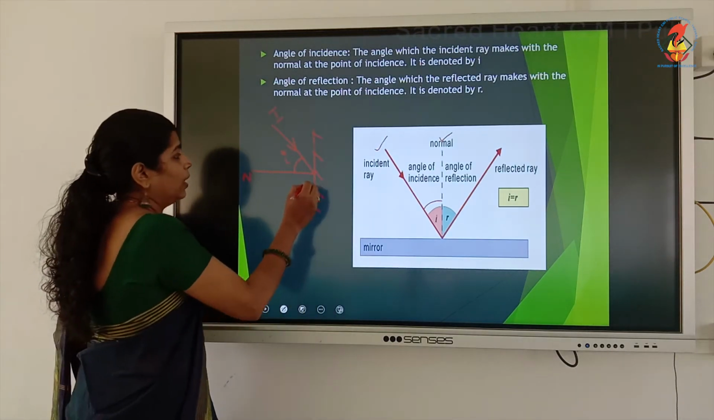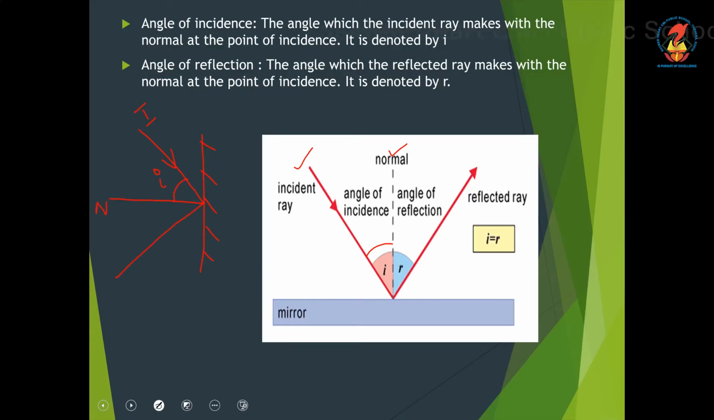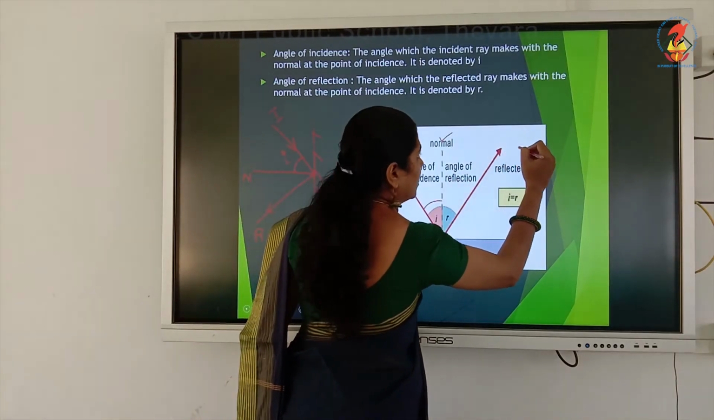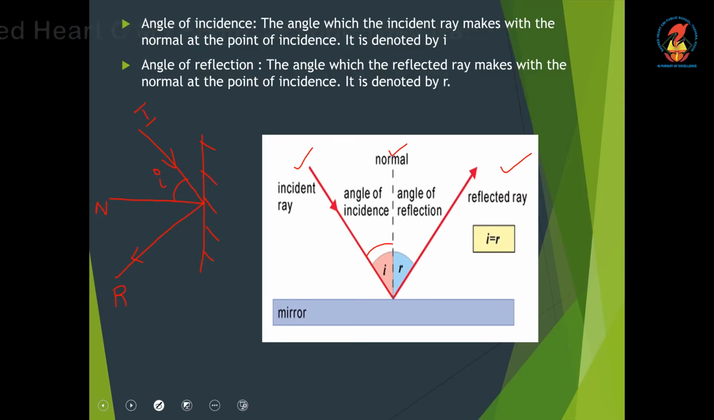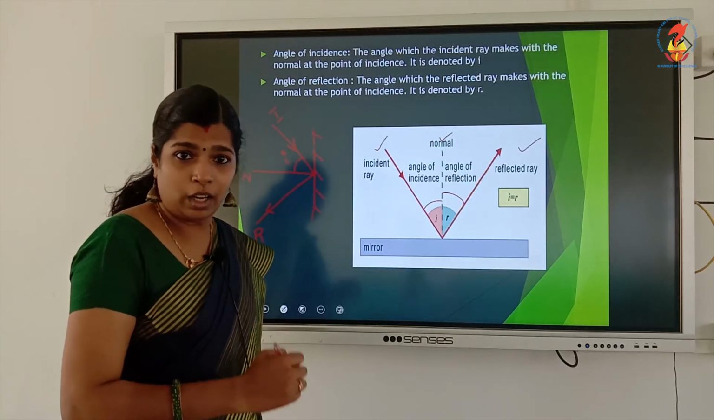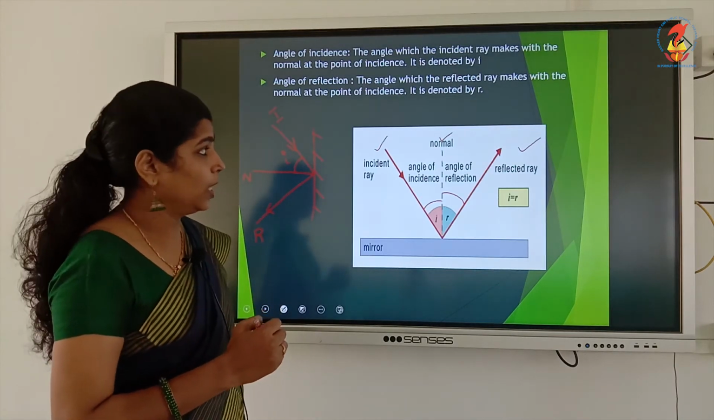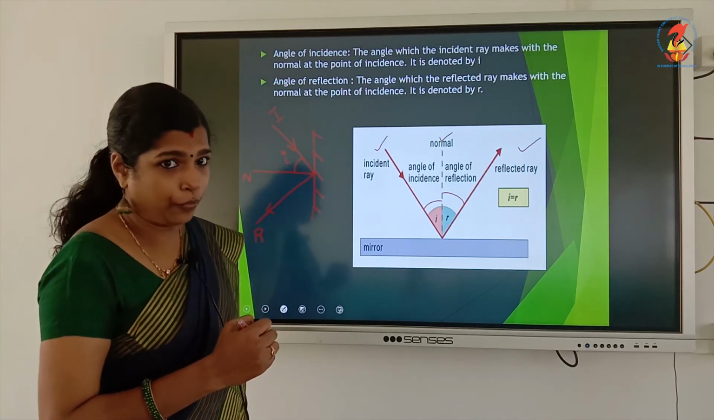Now, this one is a reflected ray, represented with capital R. Here in this diagram, this one is the reflected ray. The angle between the reflected ray and the normal is known as the angle of reflection.